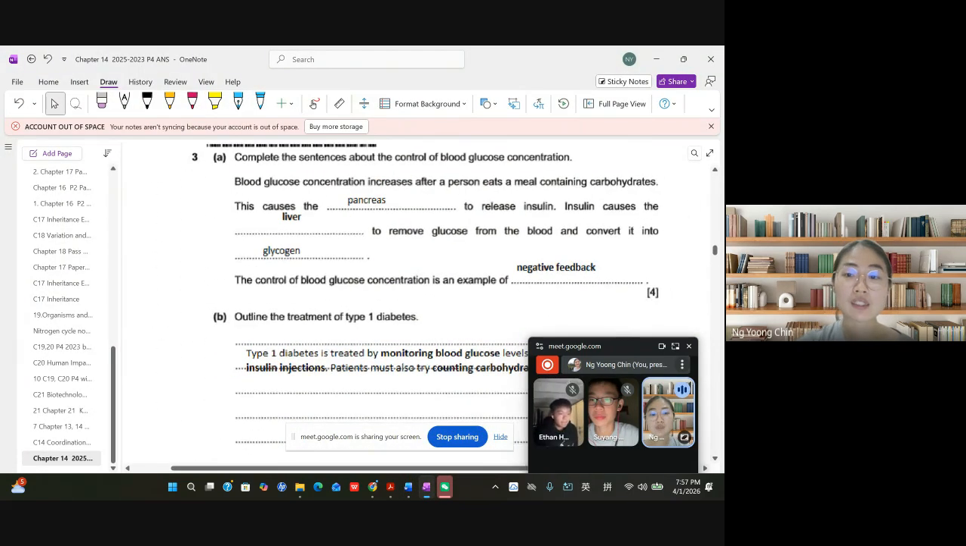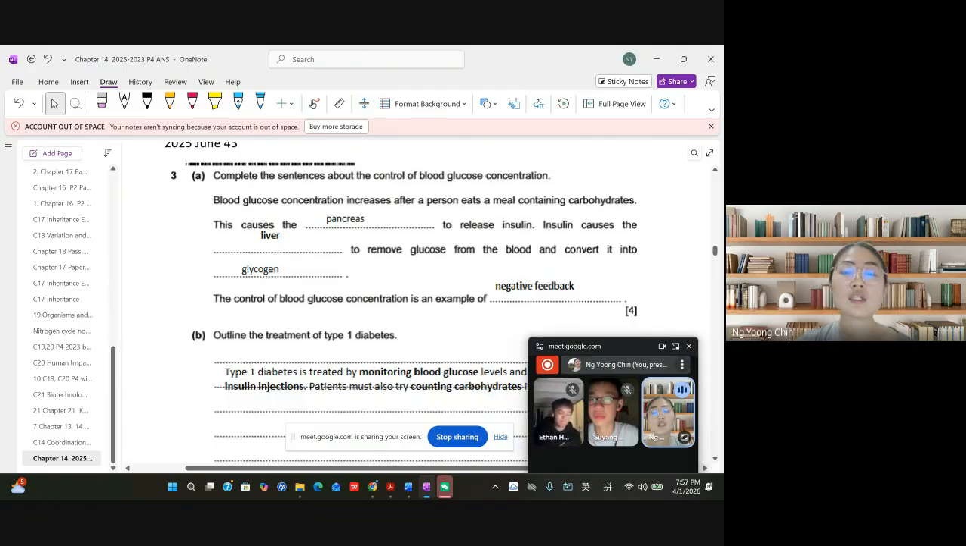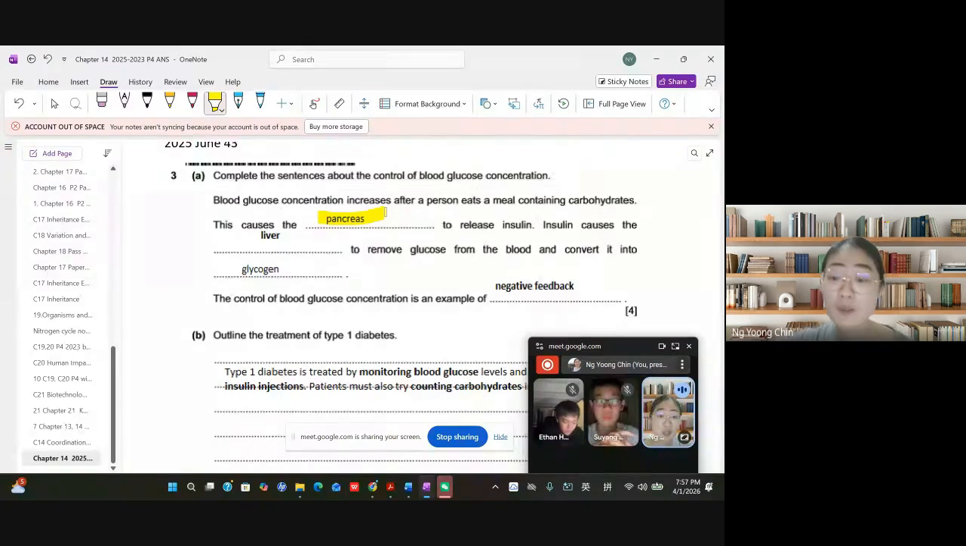Okay, and then for this one, the blood glucose concentration. This is another thing you should know. So what happens if you eat a meal? When you eat a meal, your blood glucose level will increase. Once your blood glucose level increases, it will be detected by what? It will be detected by the organ known as the pancreas. So just remember that the pancreas is the organ able to detect any increase or decrease in the blood glucose level.